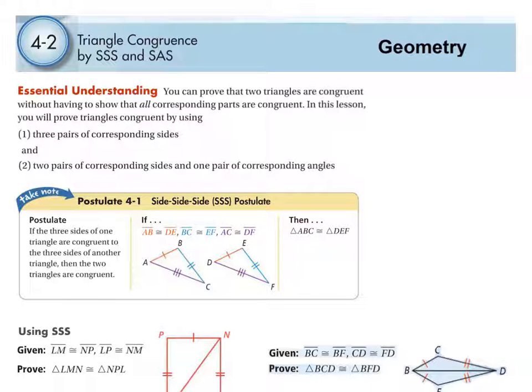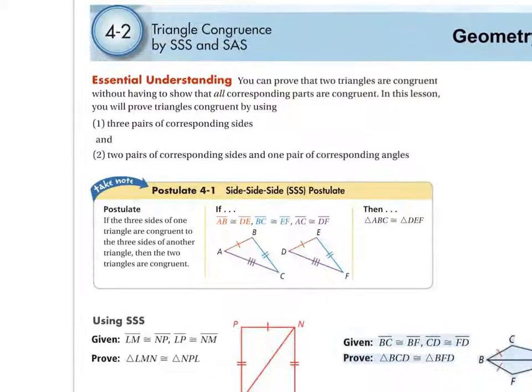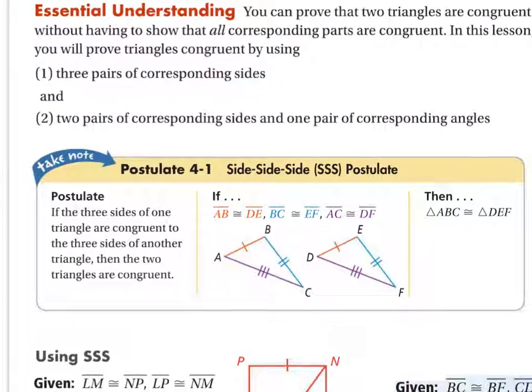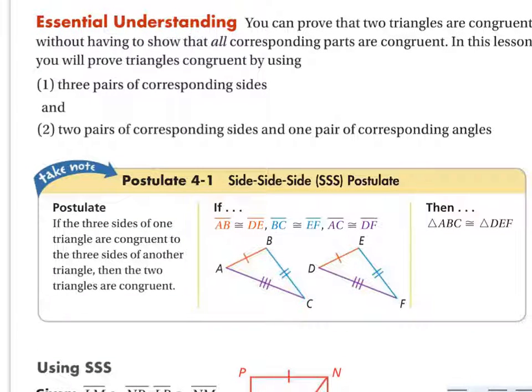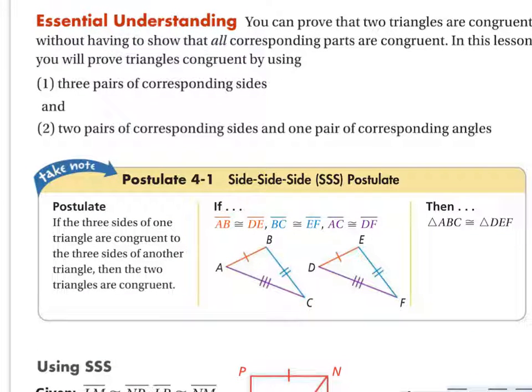All right, so in section 4.2, we are using shortcuts now to show triangles are congruent, because yesterday we had to find 6 pieces of information. Well, now today we only need 3 pieces of information. And so our first, this is actually a postulate, our first postulate states that if we know the 3 sides of one triangle are congruent to the 3 sides of a second triangle, then those 2 triangles have to be congruent. And I just showed you a demonstration of that actually working out.